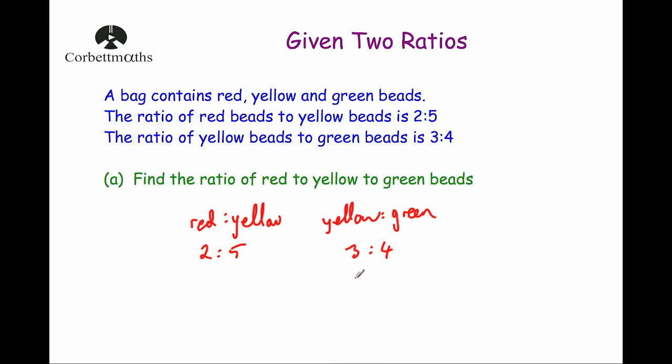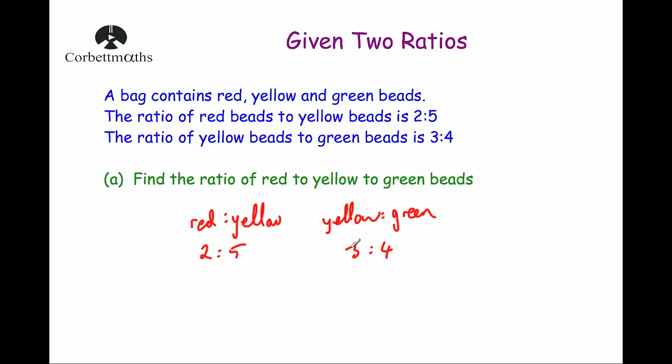Now what would be really great is if we had the same number of yellow beads. For instance, if we knew for every 4 red there was 10 yellow, and for every 10 yellow there's so many greens, you'd be able to write one ratio. That's what we're going to do. We're going to make the yellow part of the ratio the same number for both of the ratios, and then we'll be able to form one ratio connecting red to yellow to green beads.